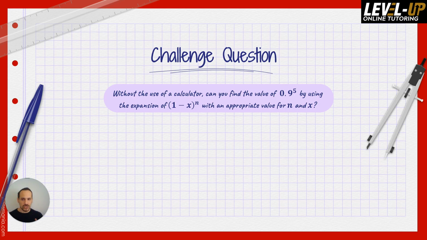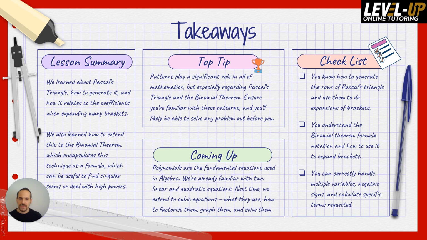Without the use of a calculator, can you find the value of 0.9 to the power 5 by using the expansion of 1 minus x to the power n and choose an appropriate value of n and x? So give that some thought. It might not be immediately obvious what those values of n and x would need to be. And yeah, see if you can use what you learned in this lesson about expansions to see if you can find the value of 0.9 to the power 5. So, that's that.